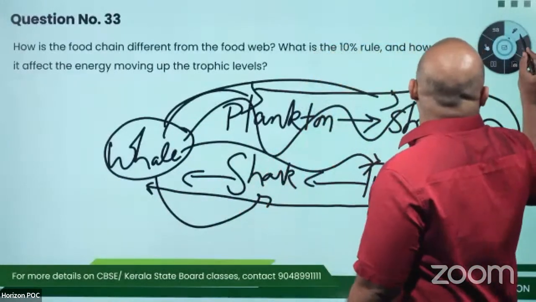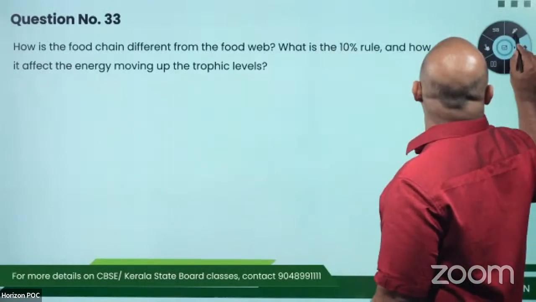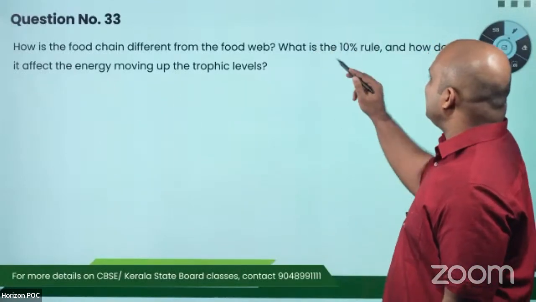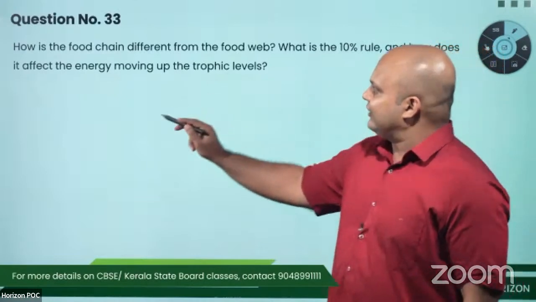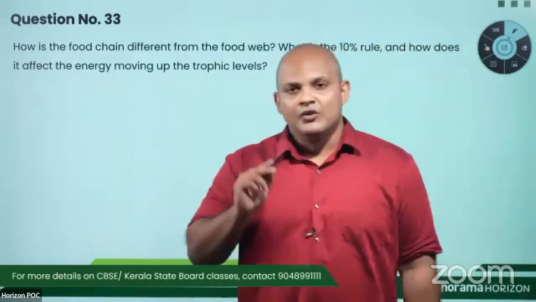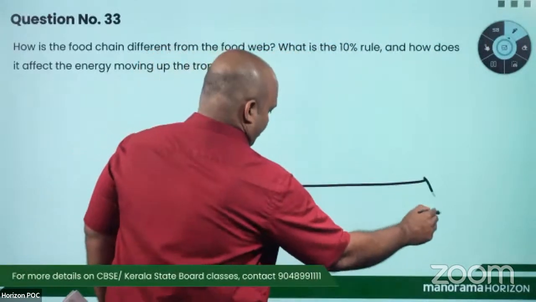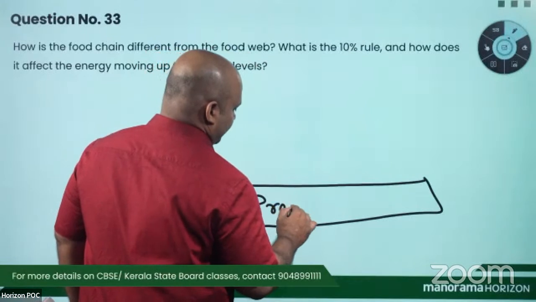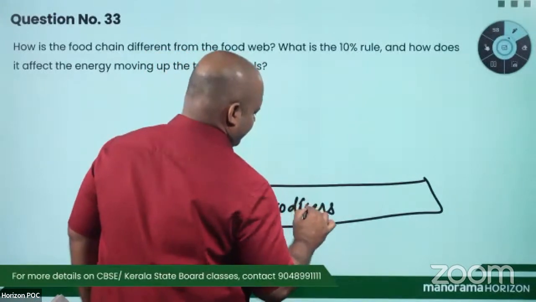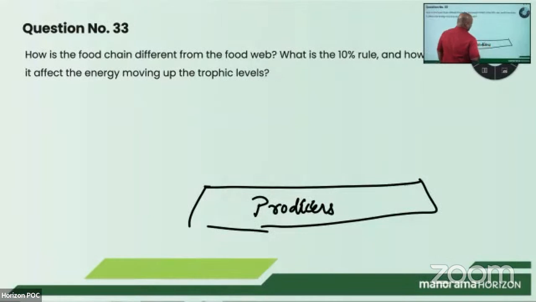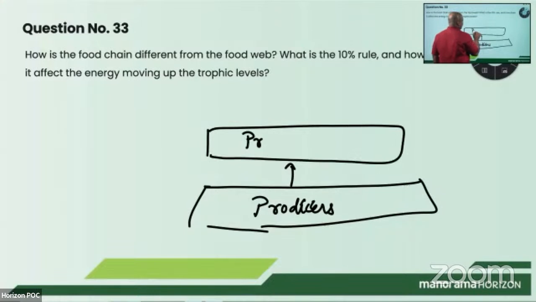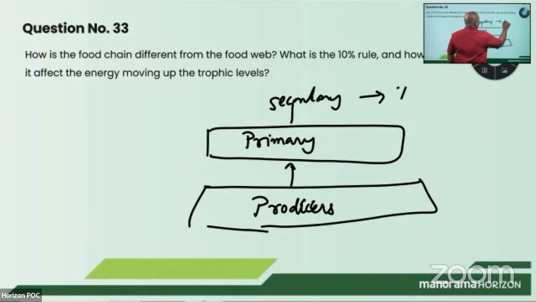The next question that they have asked here is, what is the 10% rule and how does it affect the energy moving up the trophic levels? So we know that the trophic levels work something like this. So we have a lower level of producers. We have the next level of primary consumers. Then we have secondary consumers. And we have tertiary consumers.